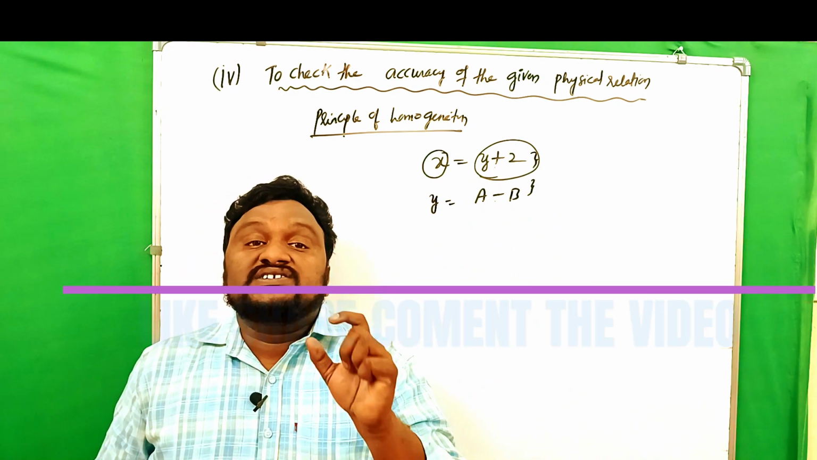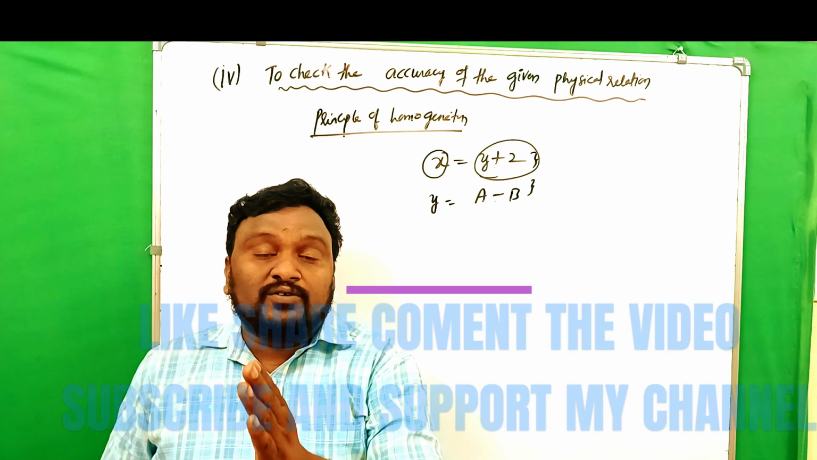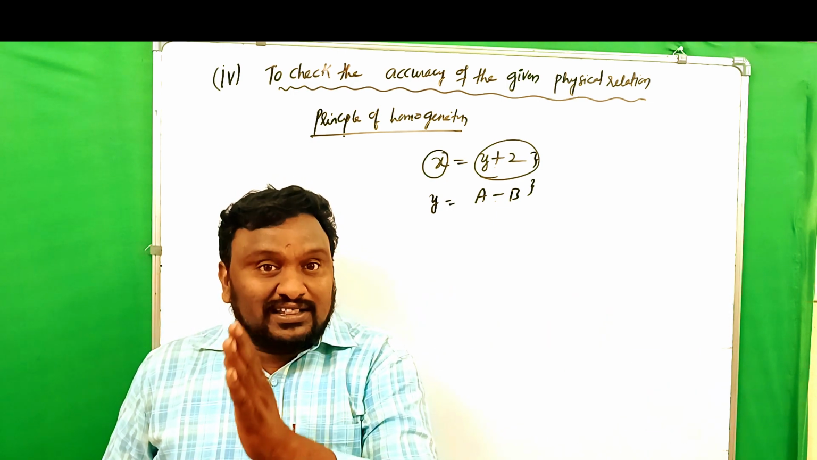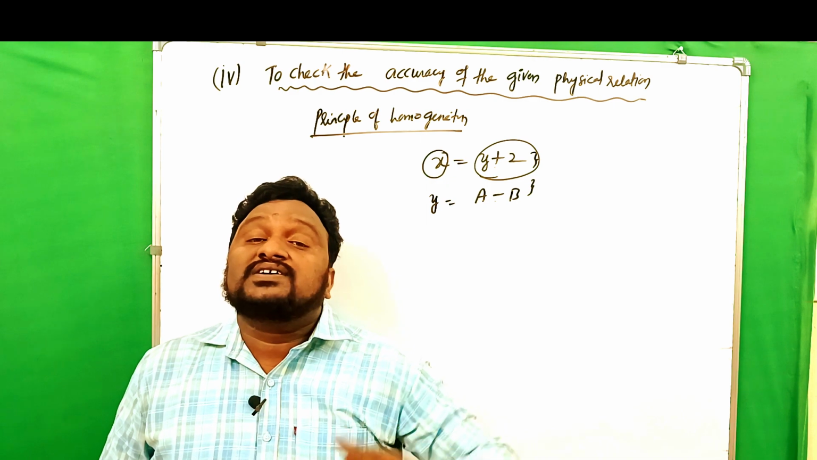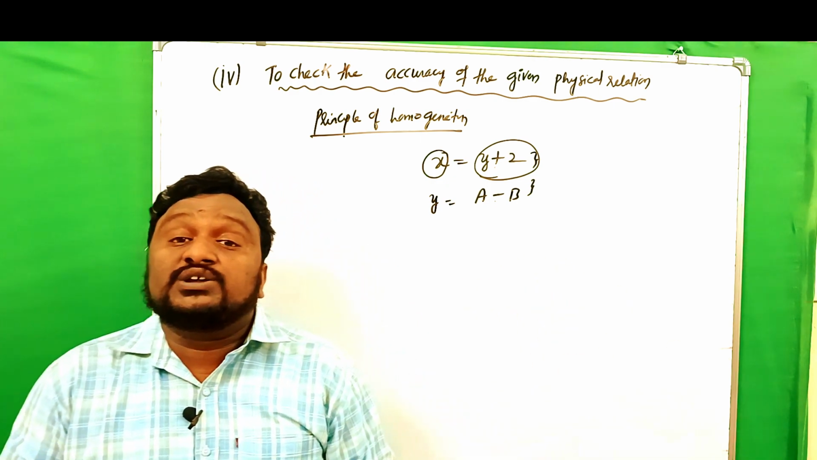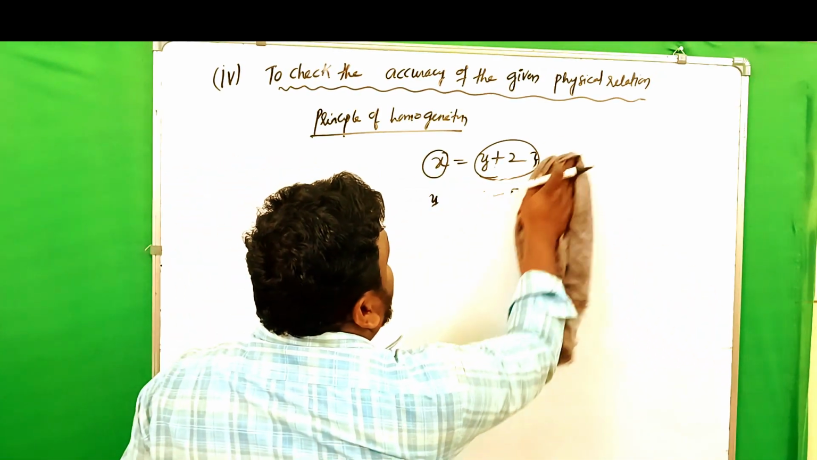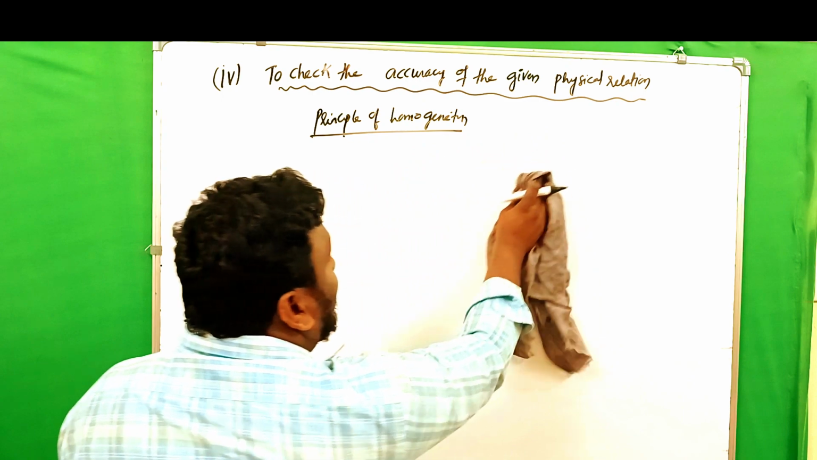The relation is correct. In any equation, the dimensions of the physical quantities which are in the LHS should be the same as on the RHS. Then only the given equation is said to be correct. Clear? So now here x is equal to y plus z.